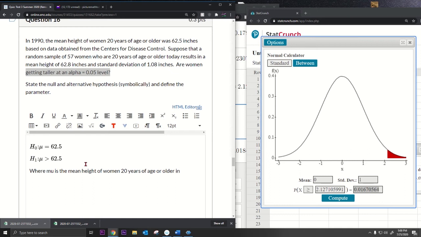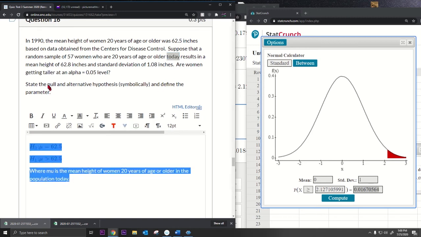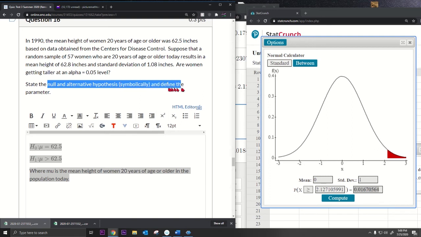Is there a specific town, state, country? It doesn't say, so I'm not going to say either. I'm just going to say in the population today, because remember, we're comparing today with 1990. How do we know we're comparing today? Because it says today, right? Alright, cool. So we have the null and alternative hypothesis, and we defined the parameter.